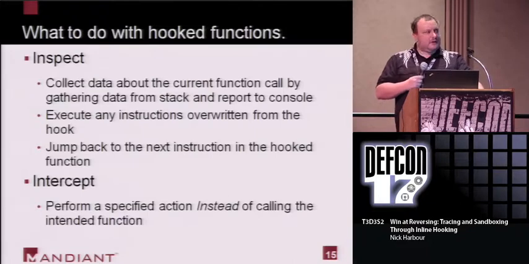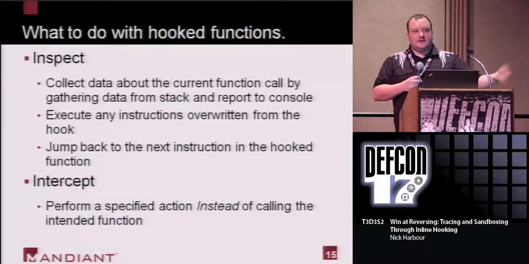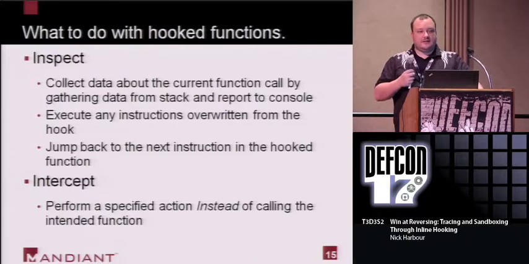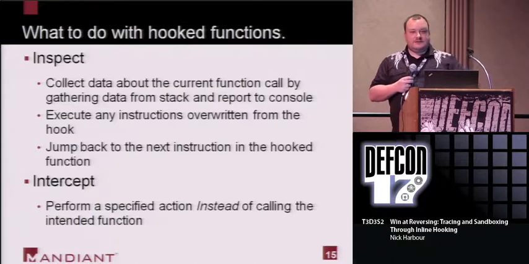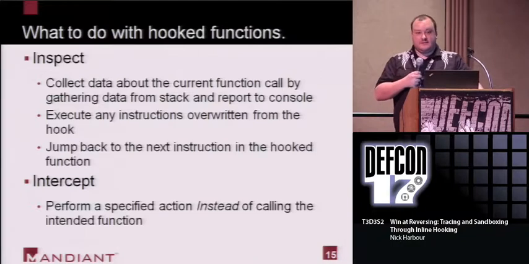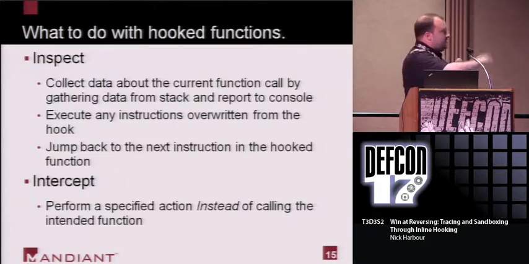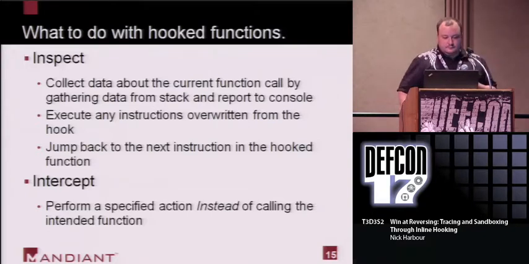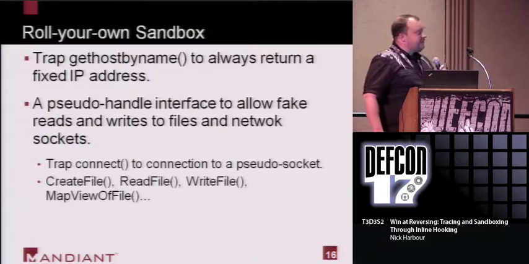In this tool, you can script a response whenever you hook something. The example I like using is gethostbyname, the function in the WinSock library to do a DNS lookup. We can script a response to gethostbyname to always kick back the same IP address for every DNS response, which is a good first step in sandboxing. That would be an intercept operation as opposed to inspect. If we're just monitoring the API calls as the program runs, that's all interception. So I kind of jumped the gun there on rolling your own sandbox.